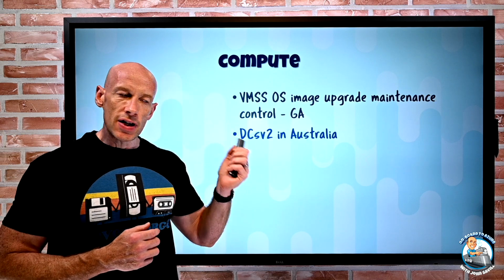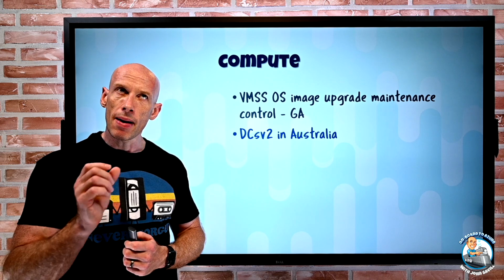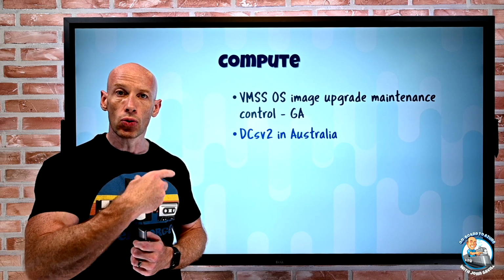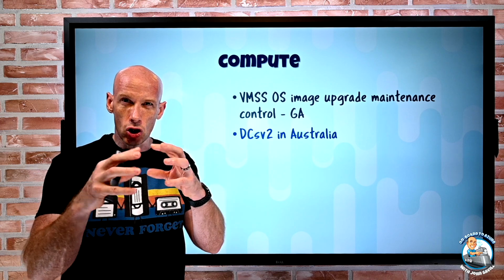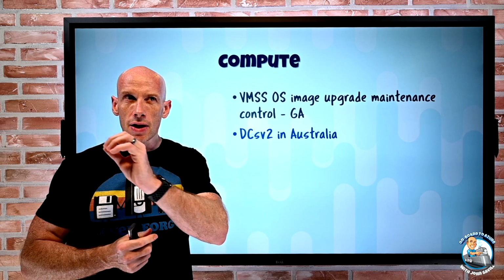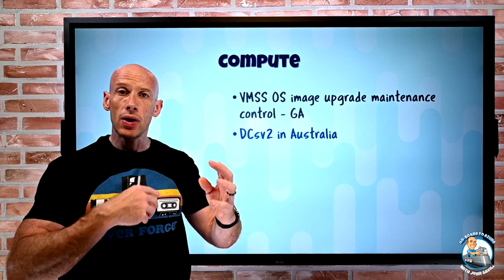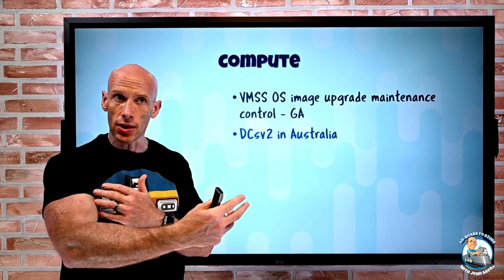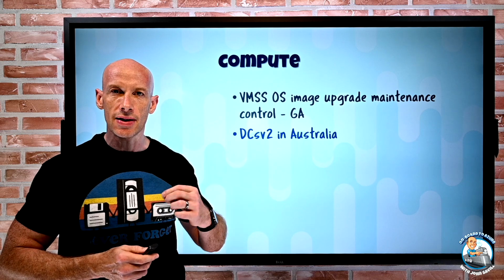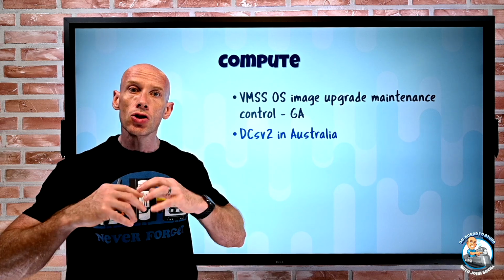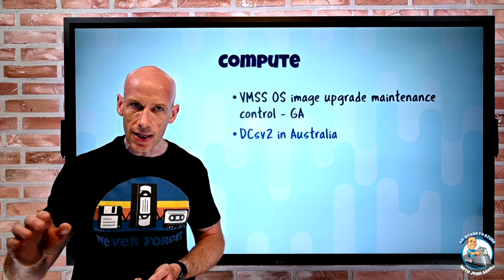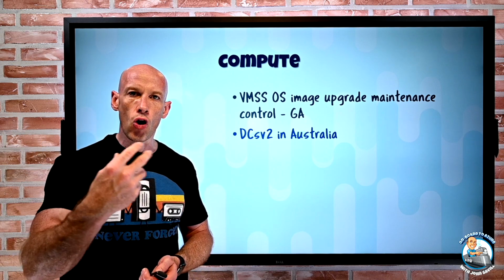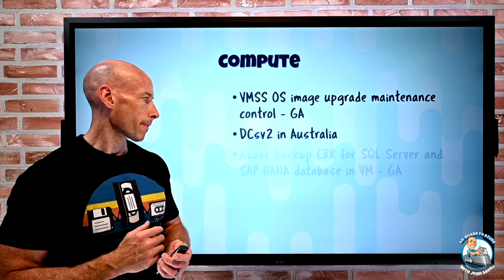The DCsv2 is now available in Australia. Remember, this is part of the confidential computing SKUs. They're using the Intel SGX to have those secure compute enclaves. So even when the CPU is doing operations, the data is still encrypted, even in the CPU. I write my application to use that confidential enclave to ensure my data is always encrypted, even when it's going through operations in the processor.